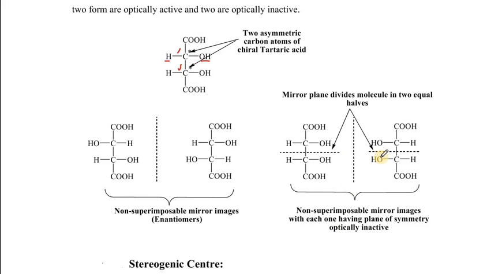But if the arrangement of these groups is different, that is, in this one the OH group is on the left side, and in this one it is on the right side, then this molecule has no plane of symmetry. So these will be mirror images of each other, and these will not be superimposable on each other, so these are the enantiomers. So enantiomers are the non-superimposable mirror images of each other, and these are optically active molecules.